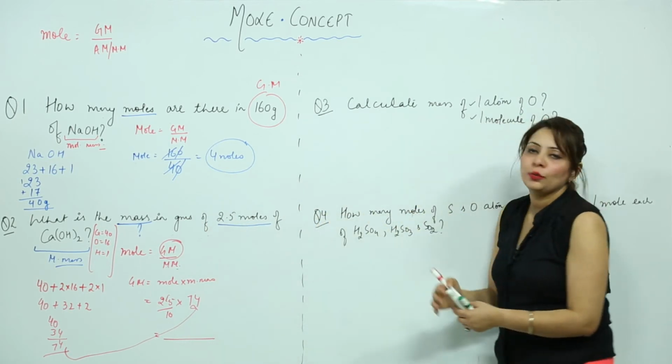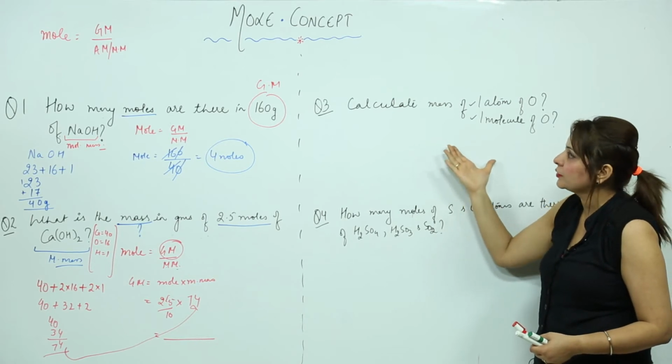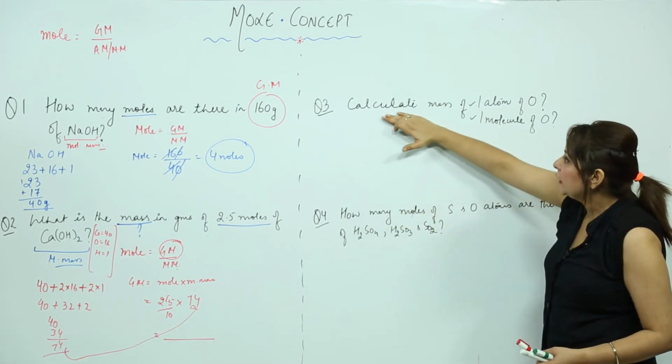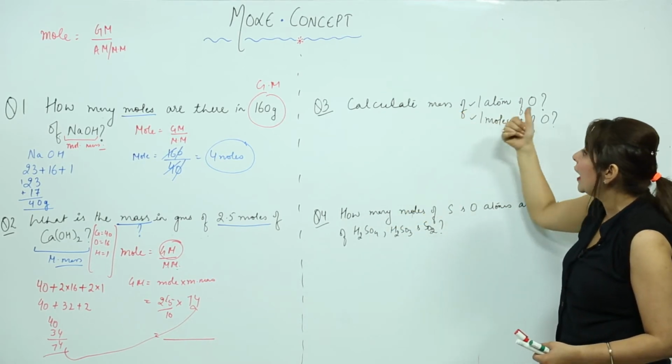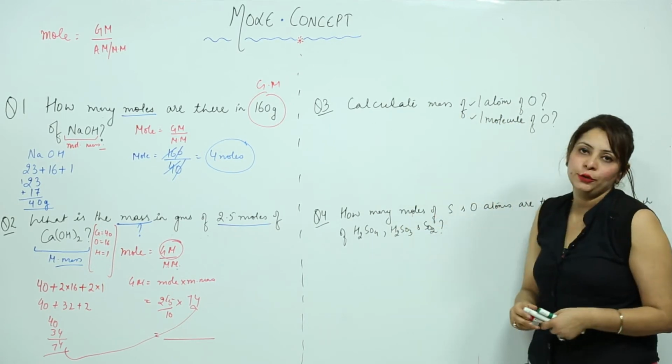Now look at the third question. In this question, we need to calculate the mass of one atom of O, right, and calculate the mass of one molecule of O.